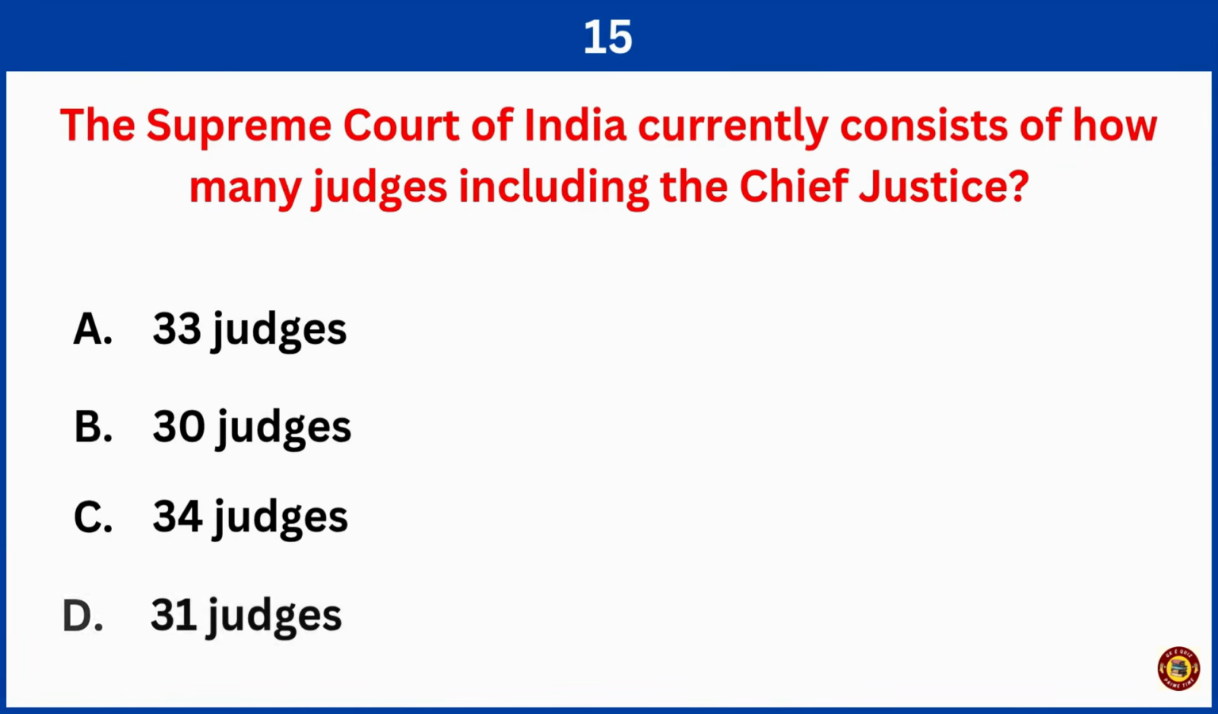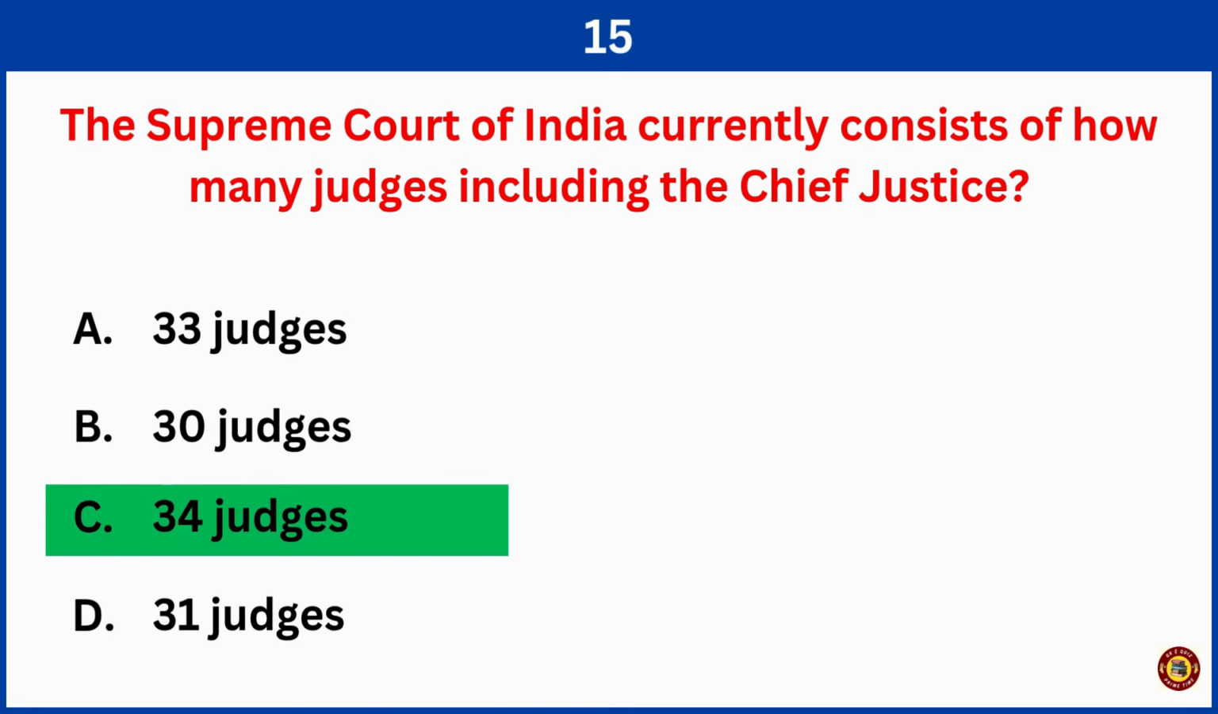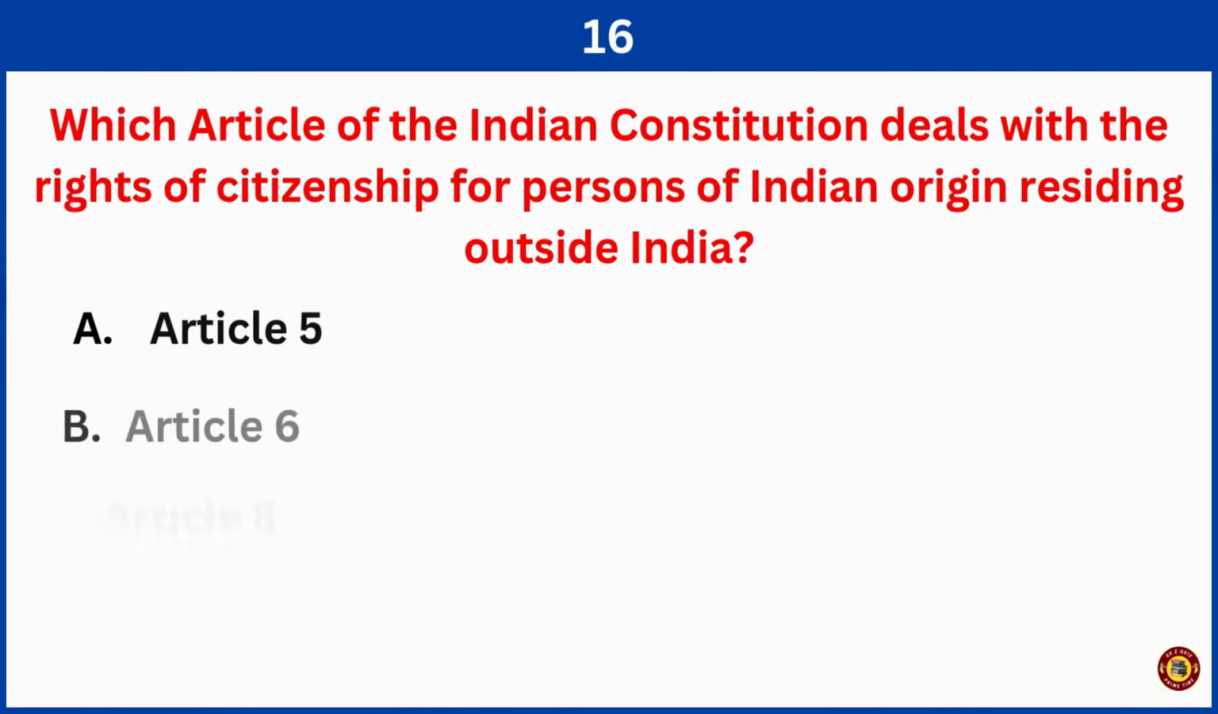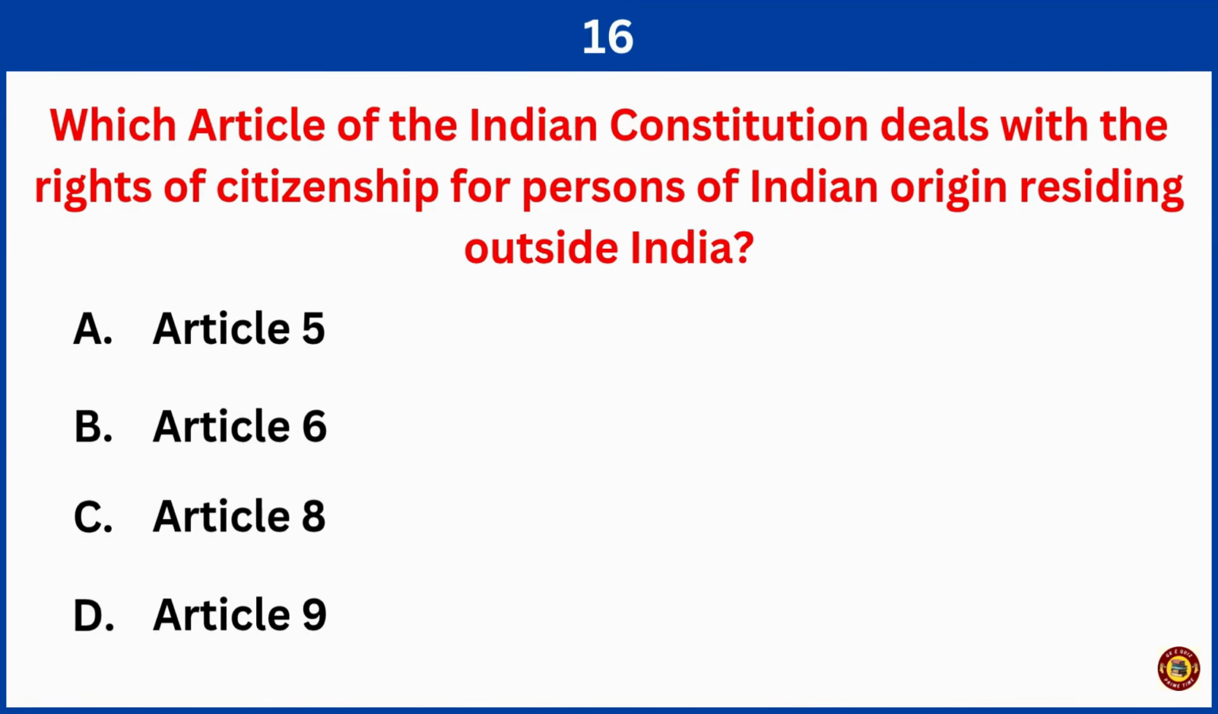The Supreme Court of India currently consists of how many judges, including the Chief Justice? Right answer is option C, 34 judges. Which article of the Indian Constitution deals with the rights of citizenship for persons of Indian origin residing outside India? Right answer is option C, Article 8.